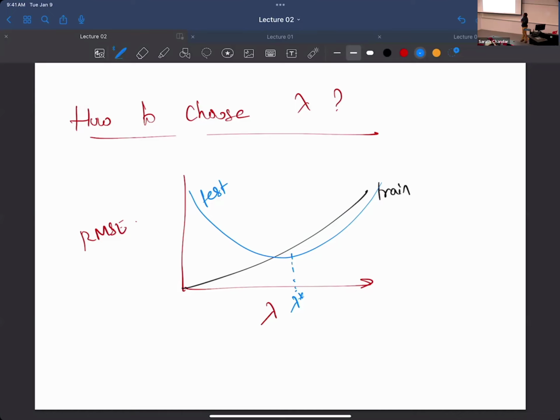But can I pick the lambda based on the training error? What would be the best lambda if I pick it based on the training error? 0, right? So it is useless to pick the lambda based on training error because we know that the best training error is always when lambda is 0. So I cannot use the training error to pick the lambda. I also cannot use the test error to pick the lambda. So what can I do?